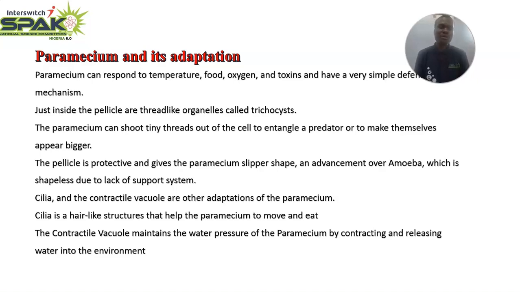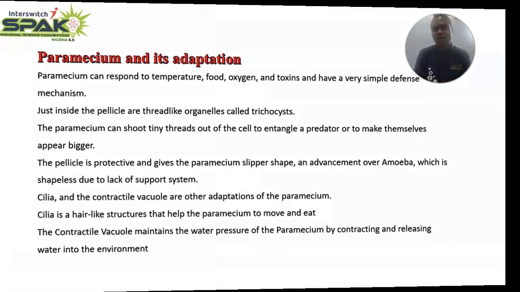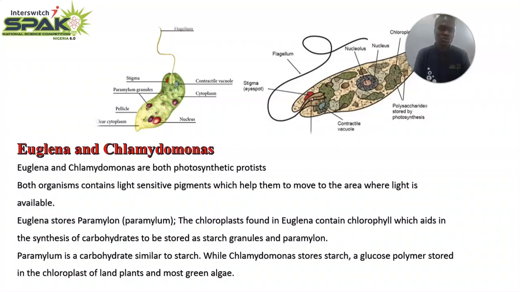Okay, that is for Paramecium. So they have a few ways by which they have an advancement over Amoeba, which is close to them. And when you look at Euglena and Chlamydomonas, since I said that both of them are photosynthetic in nature, they have light-sensitive parts that help them to move to an area where there is light.